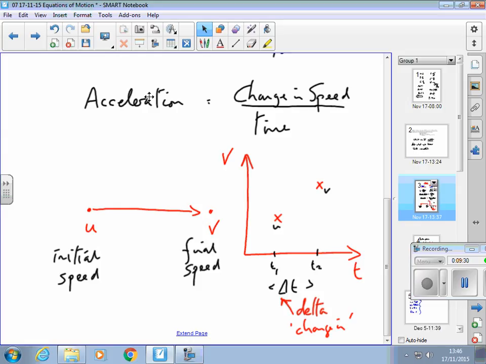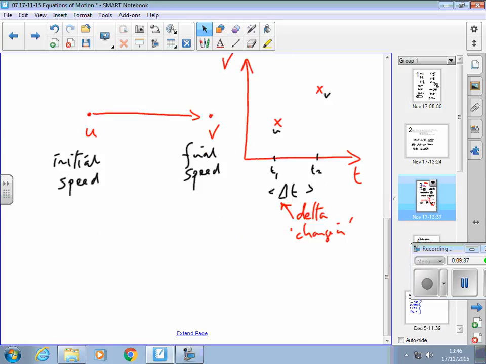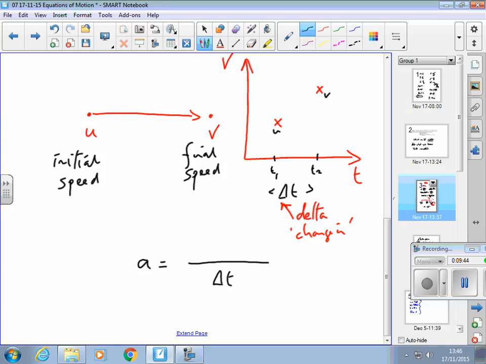So instead of writing acceleration equals change in speed over time, I can write acceleration equals change in speed over time, delta T, the time over which I've measured that change in speed. How can I work out what that change in speed is if it starts at U and ends at V?